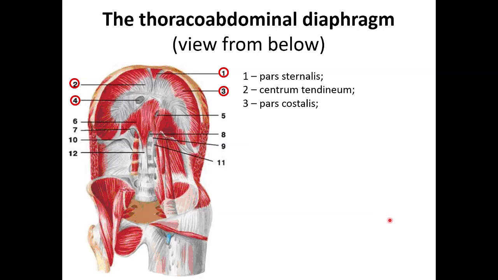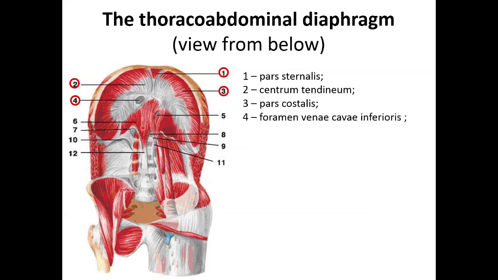And number 4 in this picture is an opening, one of 3 main openings, which is placed inside of centrum tendinum. This opening serves to make connections between the thoracic cavity and the abdominal cavity.